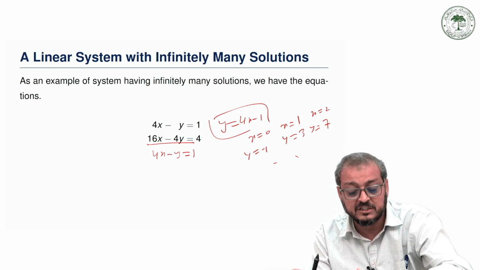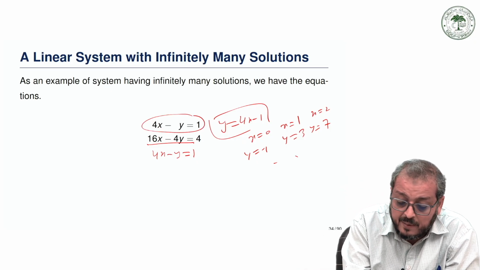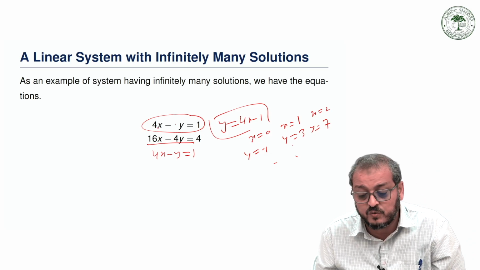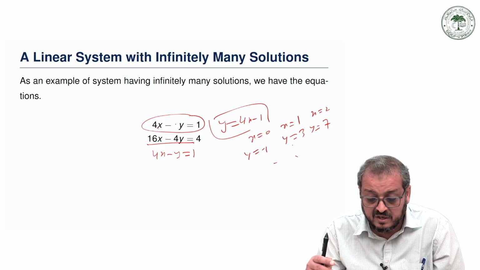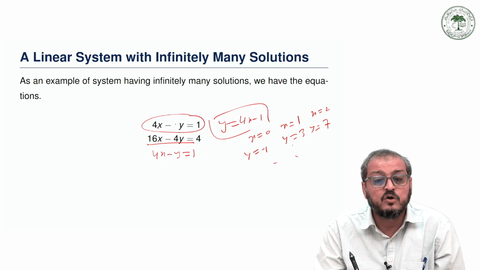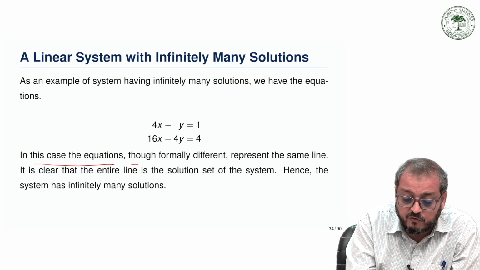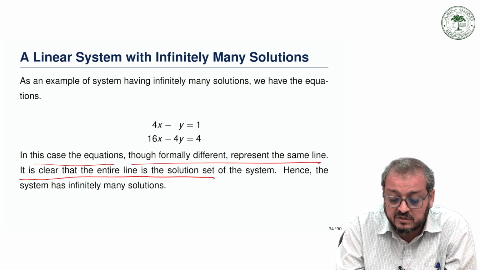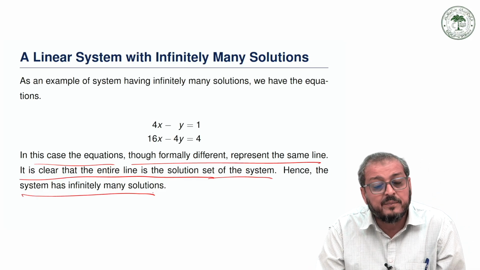That means all these satisfy the equation, where x is equal to 0 and y is equal to minus 1 satisfies this equation. x is equal to 3, y is equal to 7 also satisfies this equation. So this is clearly the solution for each and every point on the line. In this case the equations are different representations of the same line, so the entire line is the solution set of the system. Hence the system has infinitely many solutions.